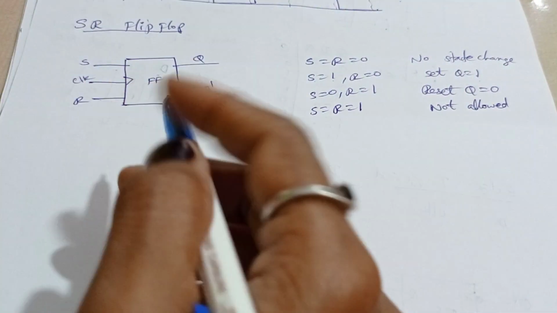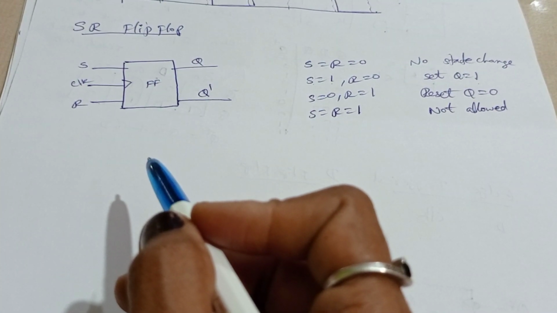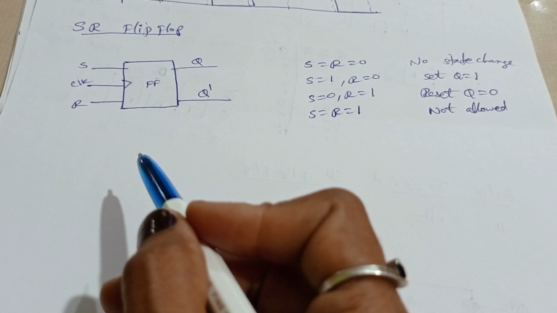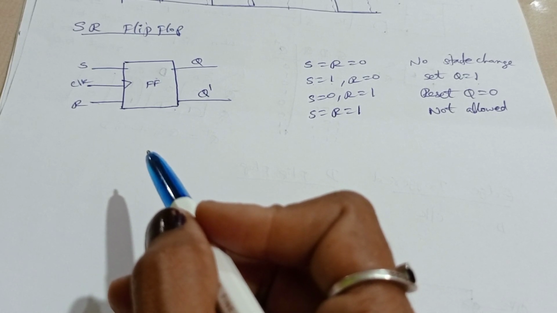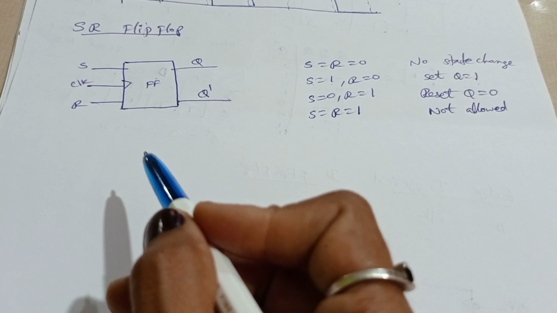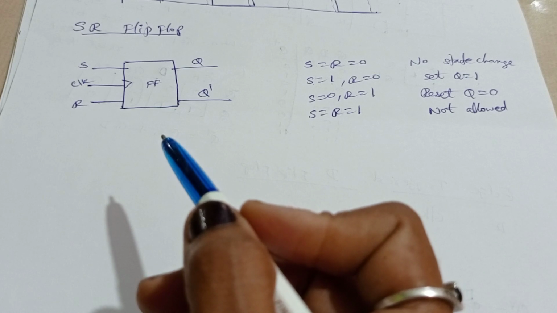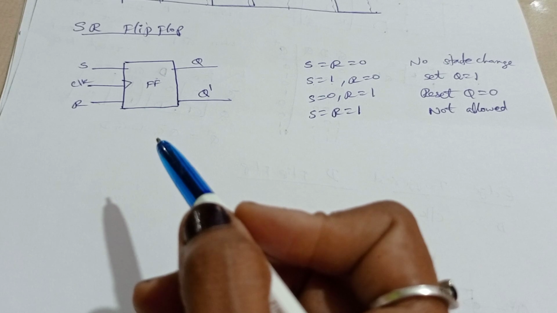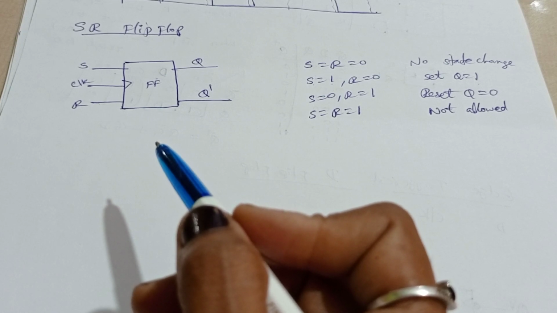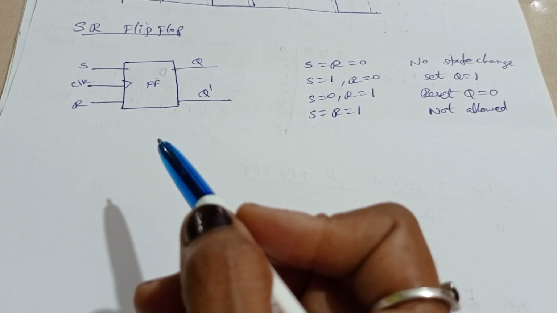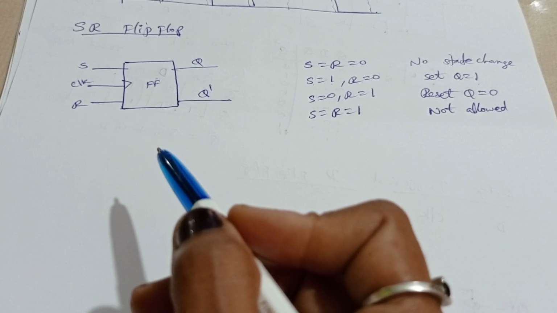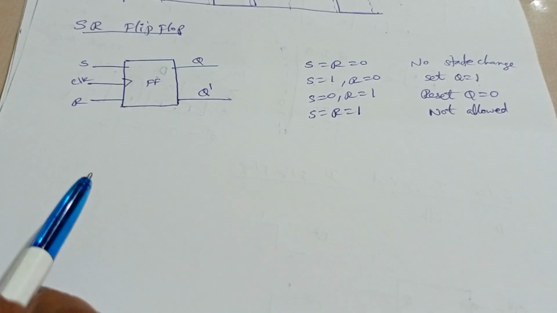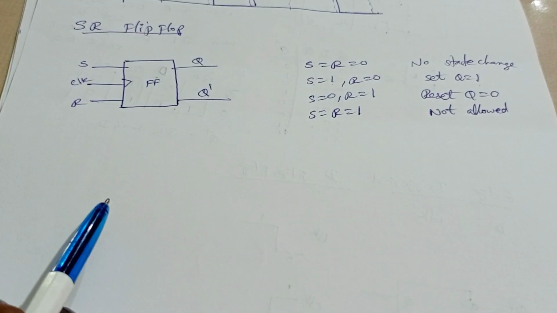The truth table and the characteristic equation for the SR flip-flop are the same as the SR latch. But the interpretation of Q plus, the next state, is different. For the latch, Q plus is the value of Q after the propagation delay through the latch, while for the flip-flop, Q plus, the next state, is the value that Q assumes after the active clock edge. That is the only difference. The truth table and the characteristic equation are the same.